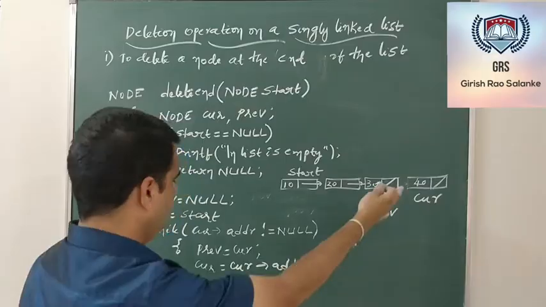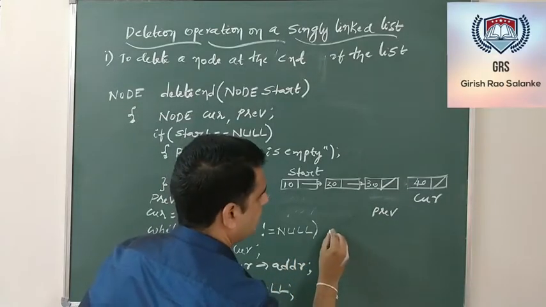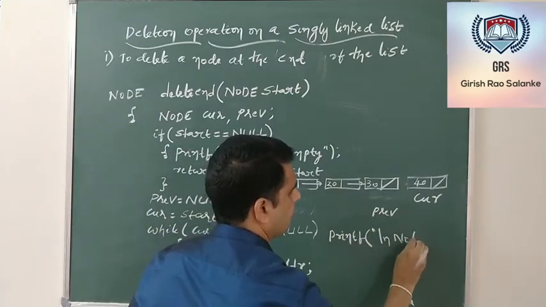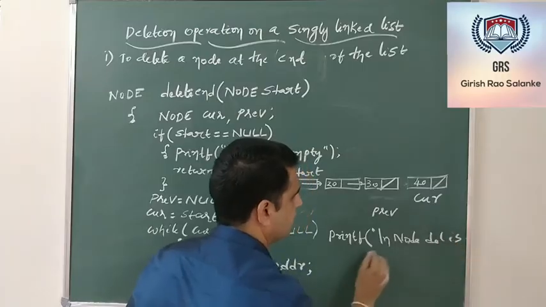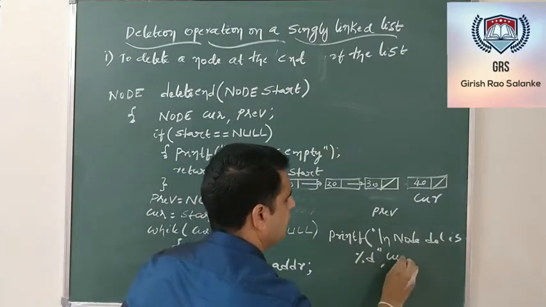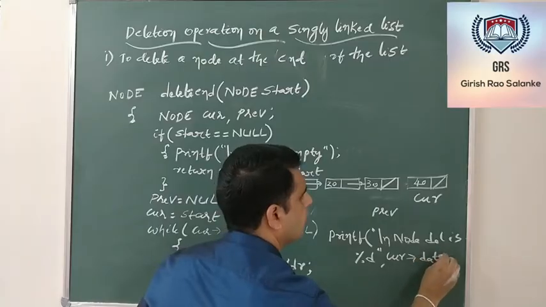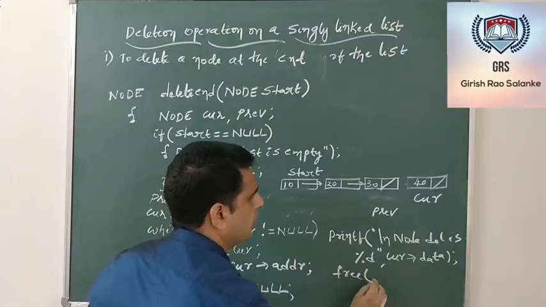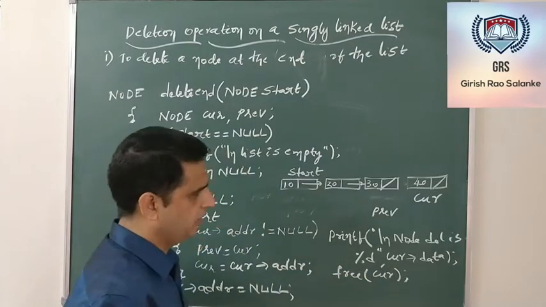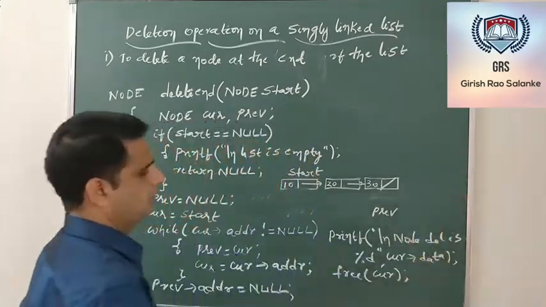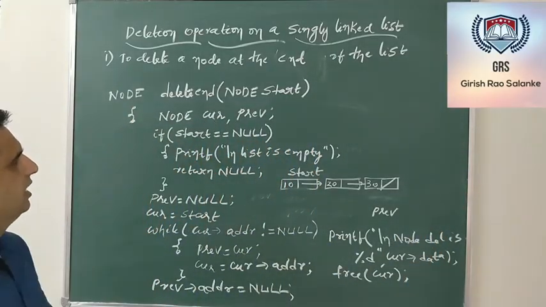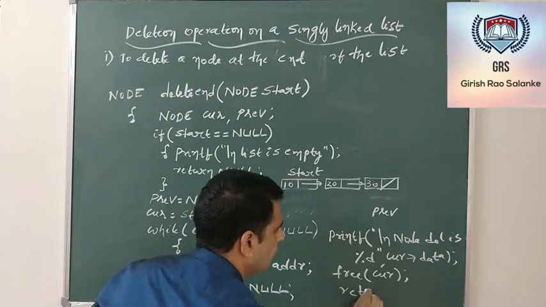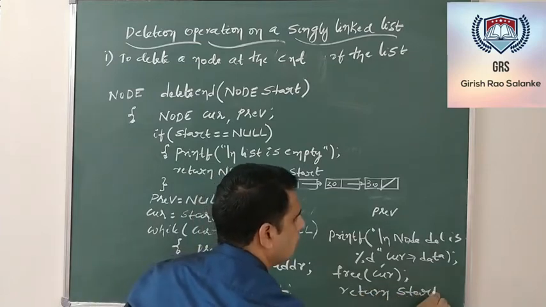Now I know which is the node to be deleted. Node to be deleted is current. Printf node deleted is %d, which is nothing but current of data. It is not just deleting, you have to deallocate the memory: free of current. If I call free of current, the memory will be deallocated. Now return the address. Your delete function should return the address of the first node. Where is the first node? First node address is there in start. I have not changed anything there. So return start.